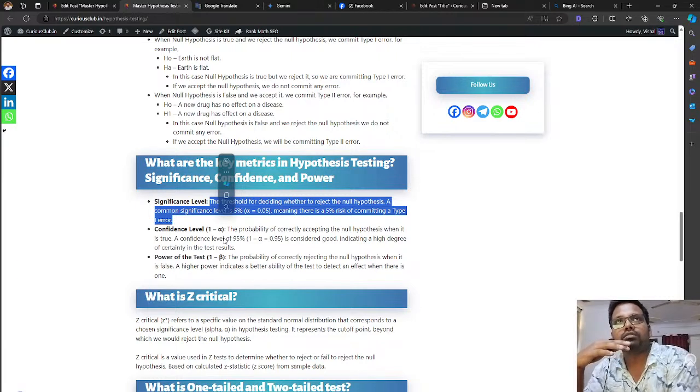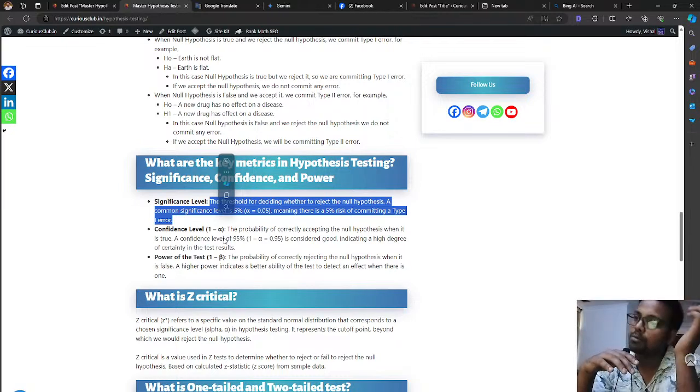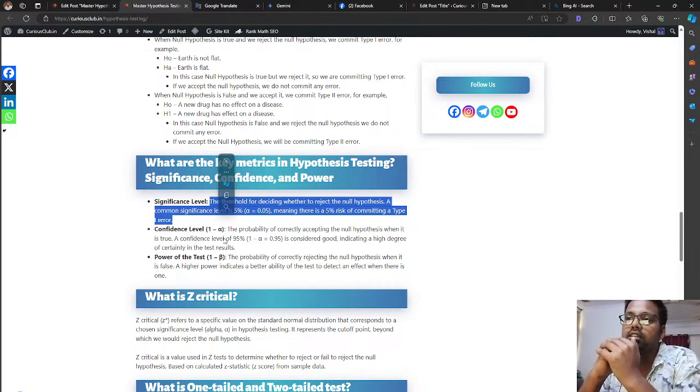What is the confidence level? The confidence level says what minimum accuracy I need to accept this: 95%, which is 1 minus alpha. Alpha is 5%. If you take that in decimal terms, it will be 0.05. Then 1 minus alpha will be 0.95, which is 95%. The power of the test is the probability of correctly rejecting the null hypothesis when it is false. Higher power indicates a better ability of the test to detect an effect when there is one, so it is much better at rejecting the null.